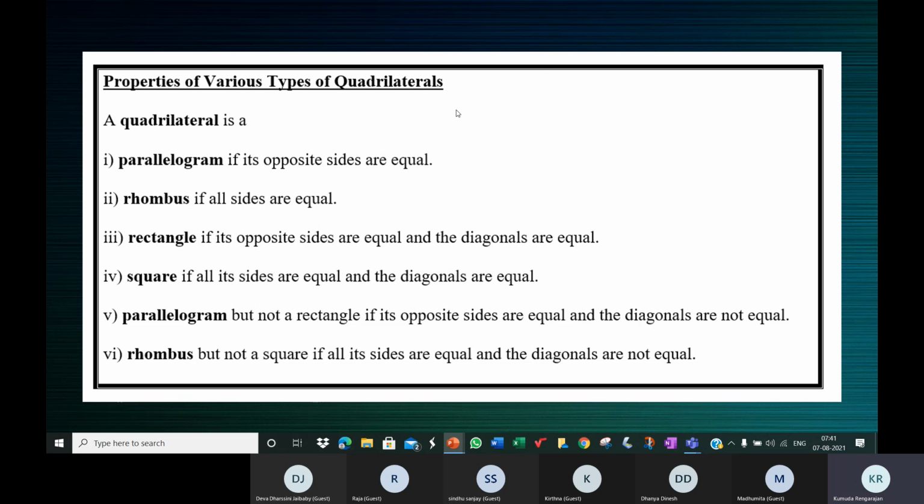I want you to read all this and understand. We'll discuss this in the next class. It's very simple. It's just based on sides, opposite sides, diagonals, equal, not equal.